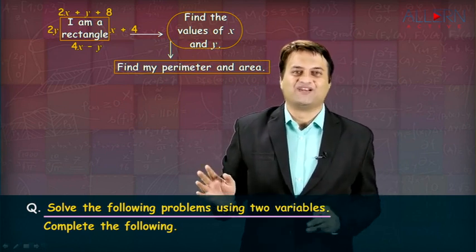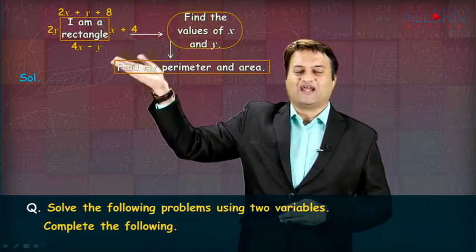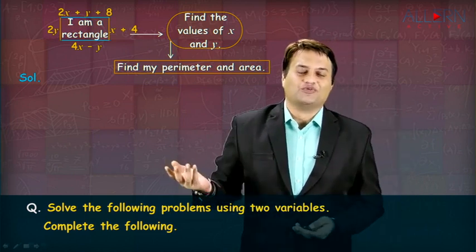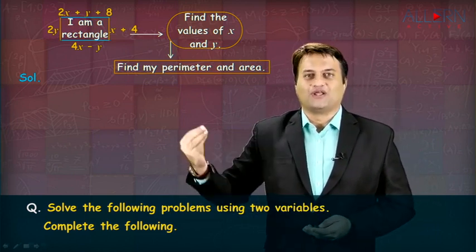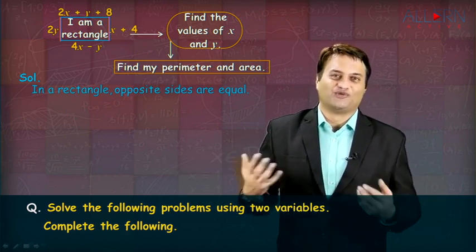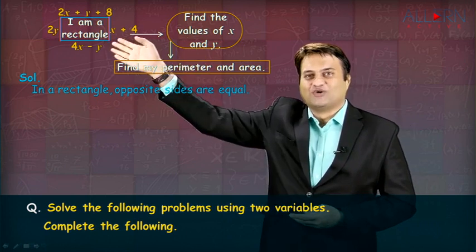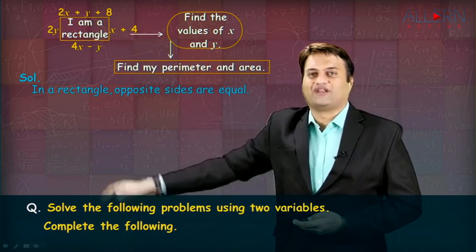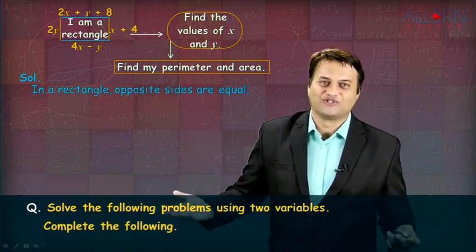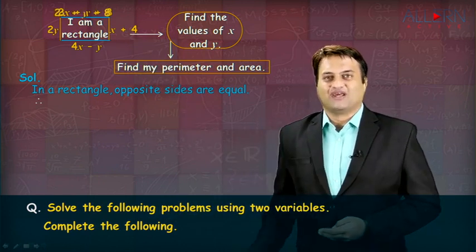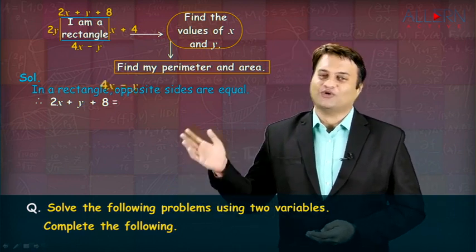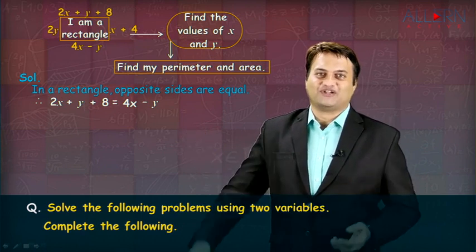Very, very easy, right? Now the only thing that we need to understand is how to form the equation. To form the equation, we just need to use a very simple property of a rectangle, and that is in a rectangle the opposite sides are always equal, right? So the opposite sides here, that is the length of the rectangle is 4x minus y and 2x plus y plus 8, and the opposite sides are always equal. So we can easily form an equation where 2x plus y plus 8 is equal to 4x minus y. That will be your first equation.